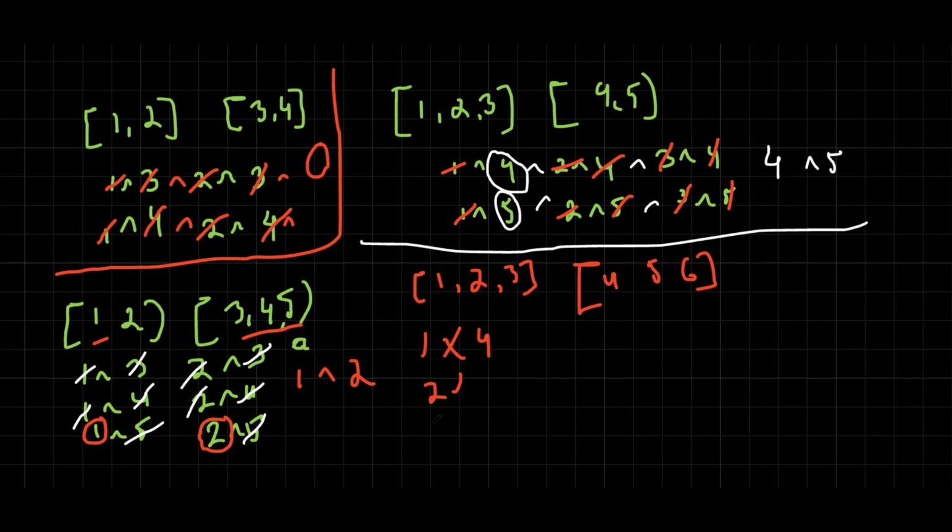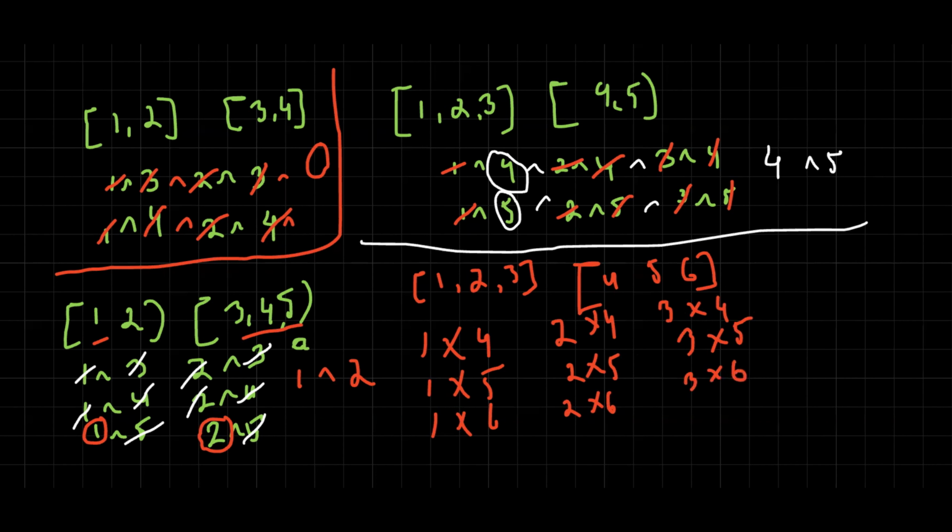The combinations are 1 multiplied by 4, 1 multiplied by 5, 1 multiplied by 6, 2 multiplied by 4, 2 multiplied by 5, 2 multiplied by 6, 3 multiplied by 4, 3 multiplied by 5, and similarly 3 multiplied by 6. Now let's discard all of the common elements. This 1 will be discarded, this 2 will be discarded, this 3 will be discarded, this 4 will be discarded, this 5 will be discarded, and this 6 will be discarded.